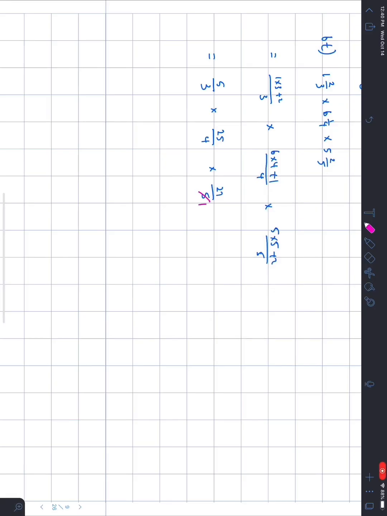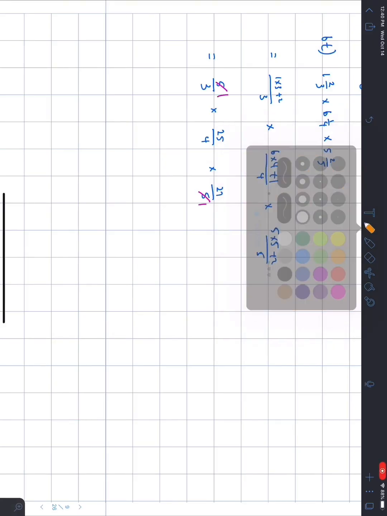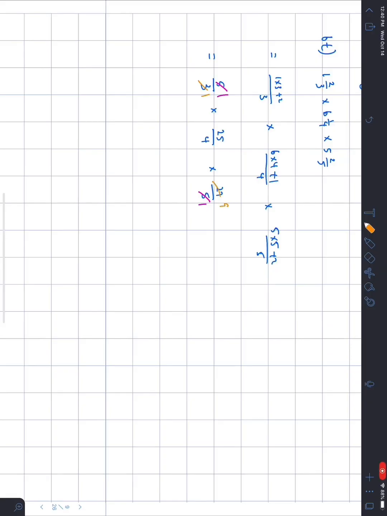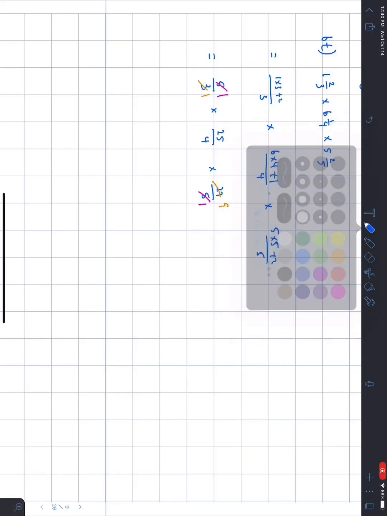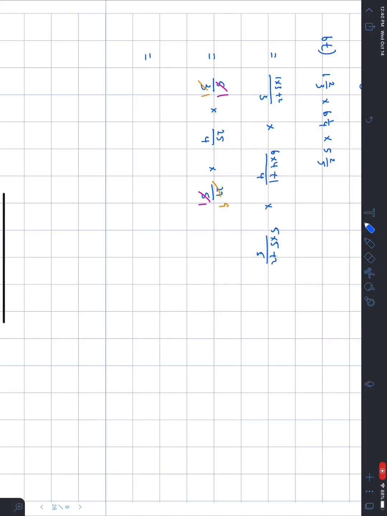Again, any like factor, we can just cross it out right away. I can divide this by 3 to get 1, divide this by 3 to get 9. And I think that's it. 24 times 9 is 225. And denominator will just be 4.